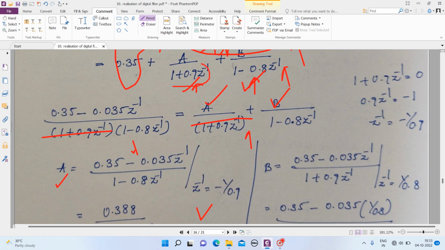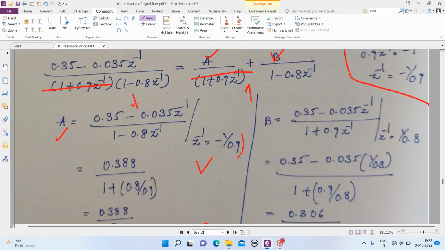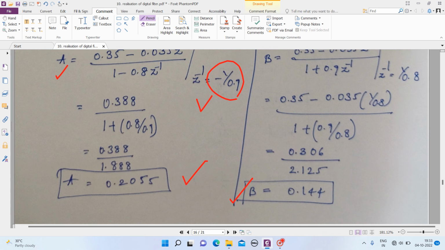So we have to write this equation. See here, I have written 1 plus 0.9 z inverse is equal to 0. Then this 1 comes to the right hand side. Thereafter we have to find out the z inverse. Z inverse is equal to minus 1 divided by 0.9. That's all. Right. So you have to substitute this minus 1 divided by 0.9 in this equation wherever we have z inverse. Thereafter, using a calculator, find out the a value. Similarly, you have to find out the b value.